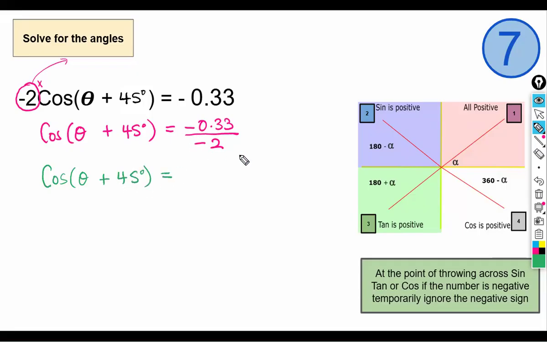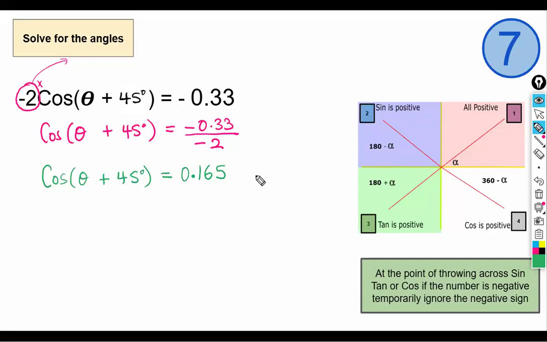When you divide two negatives, you get a positive. So that's good news. 0.33 divided by 2. Let me use all three decimal places. This is a really nice number, and I feel bad rounding it off to 2. So everyone put 0.165, right? We're using the whole three decimals.